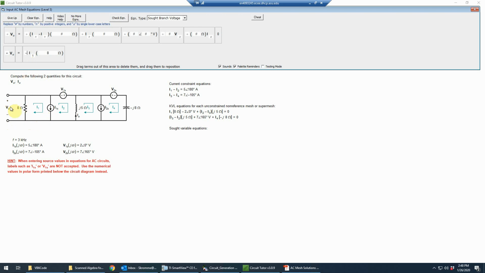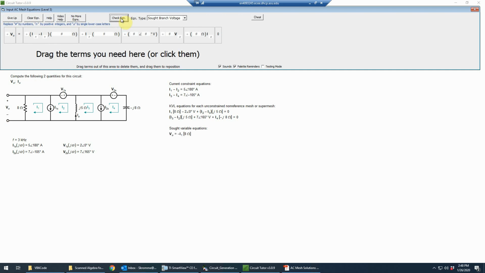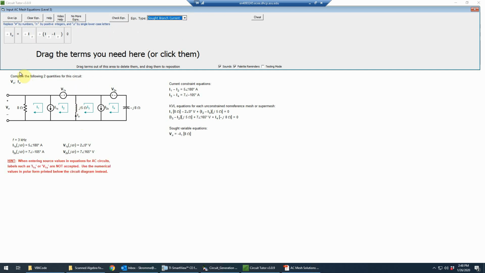Now, if the defined polarity of V0 were reversed here, then we'd have a plus sign, but in this case we have the minus sign. So let's check that. That is correct. And then the other SOT variable is a current through the inductor, so that's a SOT branch current. So we'll select that palette of terms.